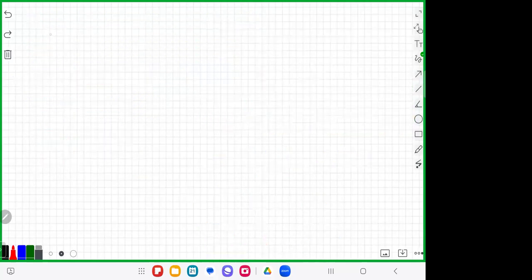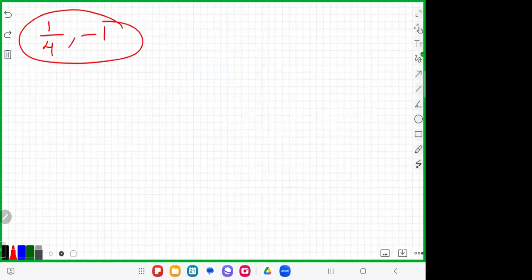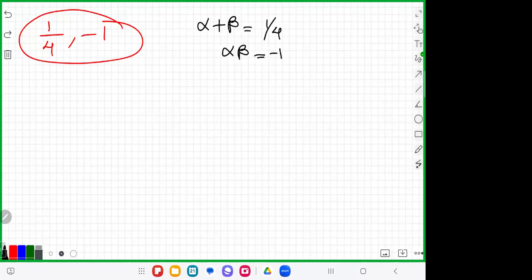Sir, can you say once again? Yeah, 1 by 4 comma minus 1. What the question has given is, look here. Sum is given. The sum is the first one, 1 by 4. And the product is given. Product is the second one, that is minus 1. They ask us to make a quadratic polynomial. If the sum and the product are given, this is the sum and this is the product. Make a quadratic polynomial. That's the question.